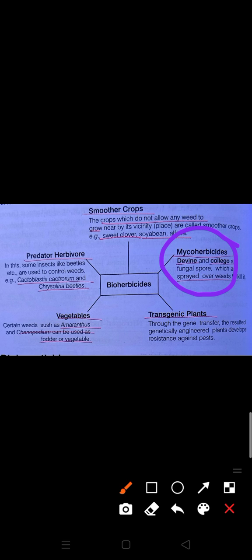Vegetables also, Amaranthus and Chenopodium, can be used as fodder or vegetable. In local language we call them bathua or chaulai. Okay, these green vegetables we can use as bioherbicides. Next example is transgenic plants. As I told you, transgenic plants are resistant against pests as well as weeds, and these transgenic plants are very helpful to reduce unwanted growth of different herbs.